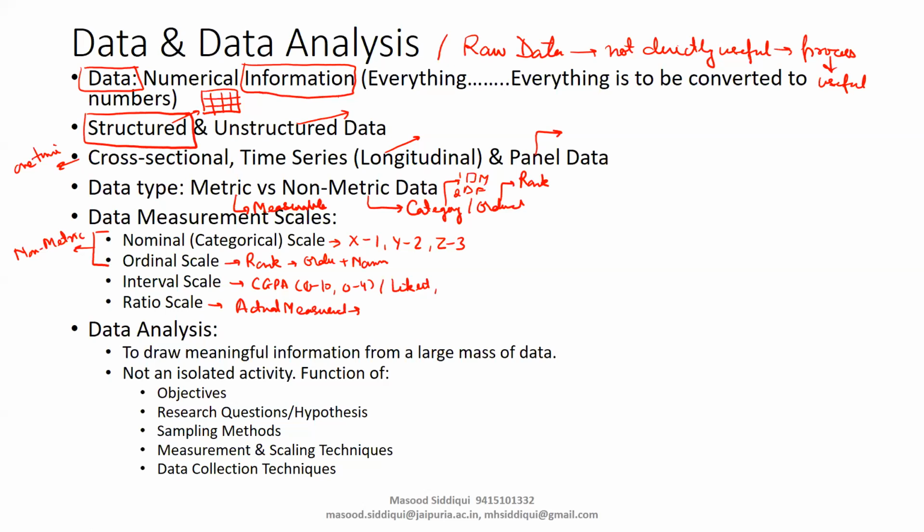Okay, right. So after that, we have ratio scale. Ratio scale means the actual measurement, like monetary value, height, right? So this is known as ratio scale. Both interval and ratio scales come under the category of metric scale.